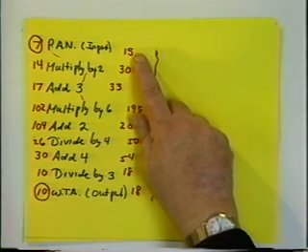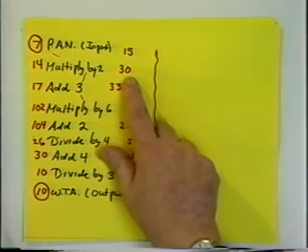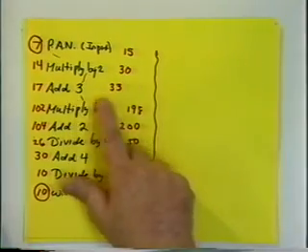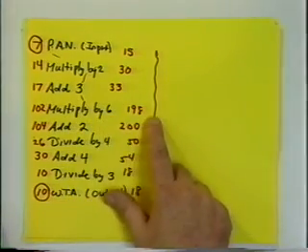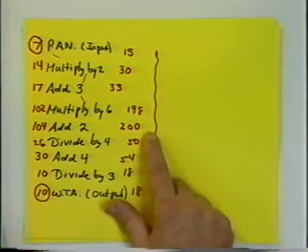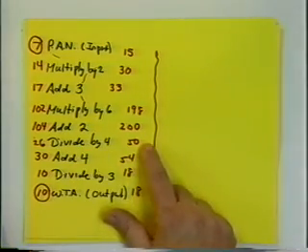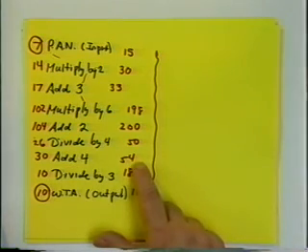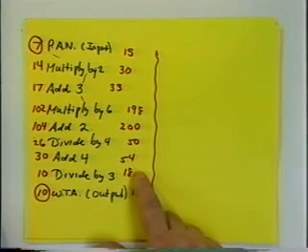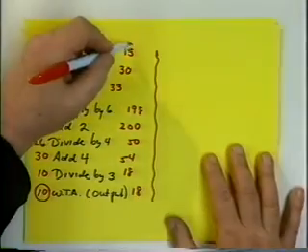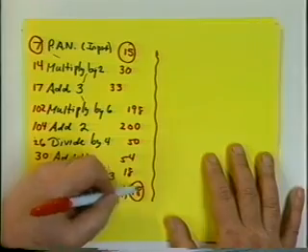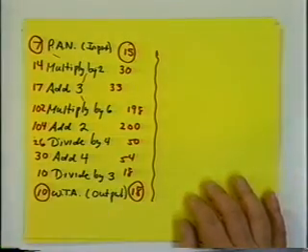For example, let's just pick another number. Suppose I started with 15. I multiply by 2 gives me 30. I add 3 gives me 33. I multiply by 6 gives me 198. I add 2 gives me 200. I divide by 4 gives me 50. I add 4 gives me 54. I divide by 3 gives me 18. So if I start with 15, the output is 18. Okay?